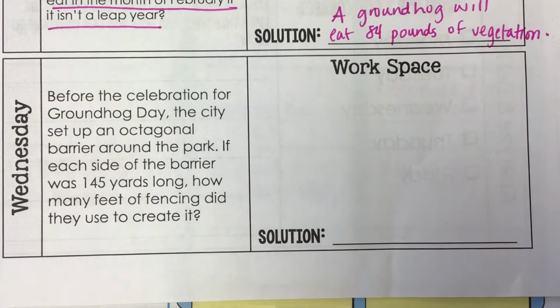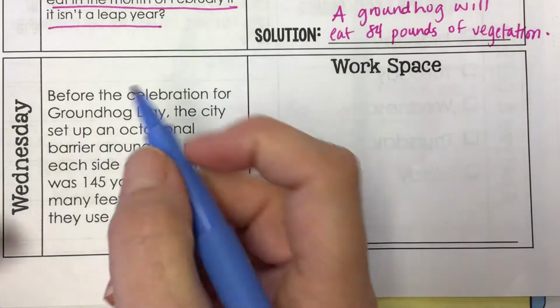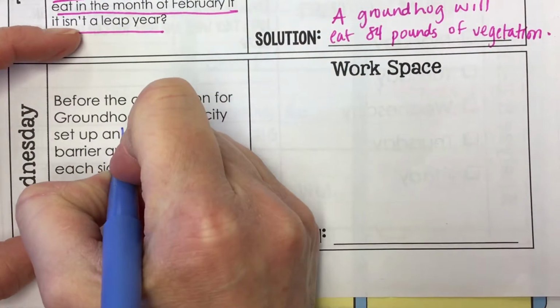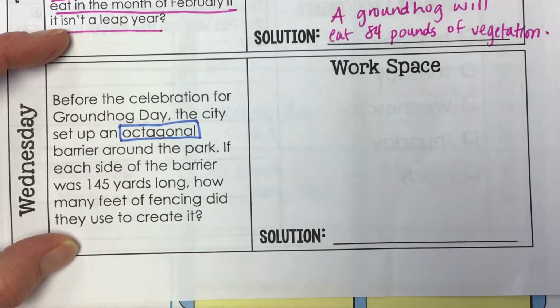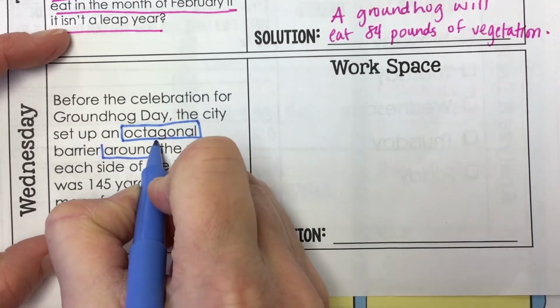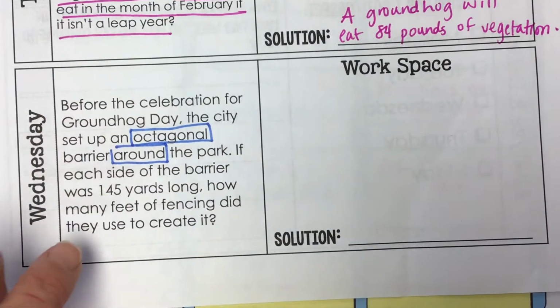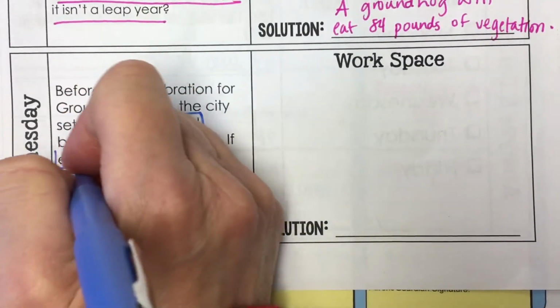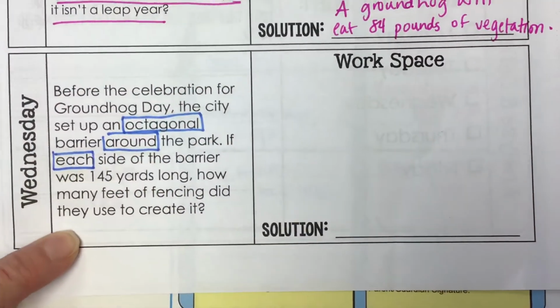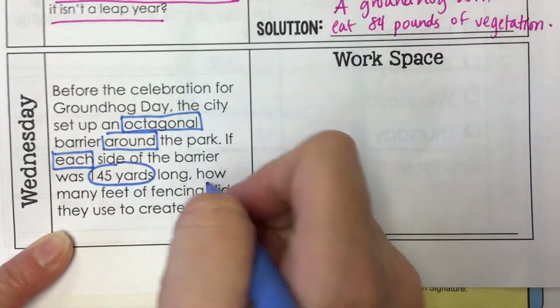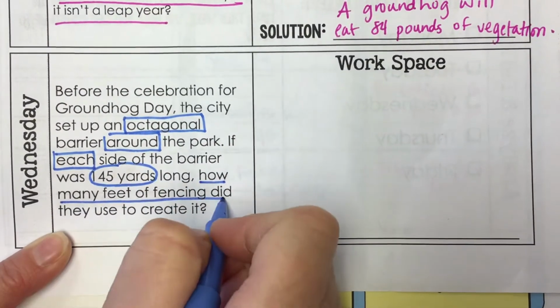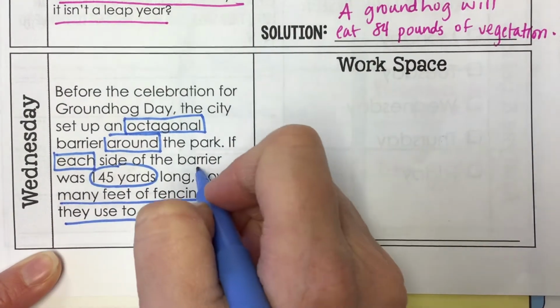Before the celebration for Groundhog Day, the city set up an octagonal barrier around the park. If each side of the barrier was 145 yards long, how many feet of fencing did they use to create it?